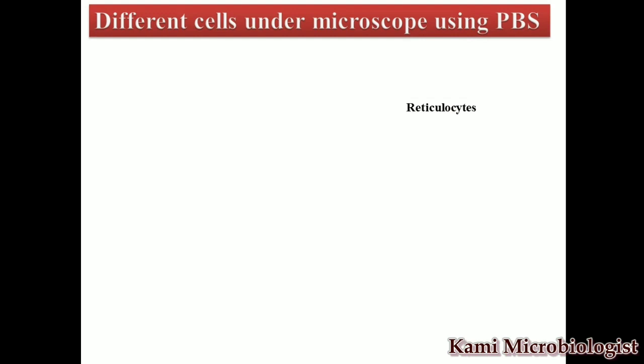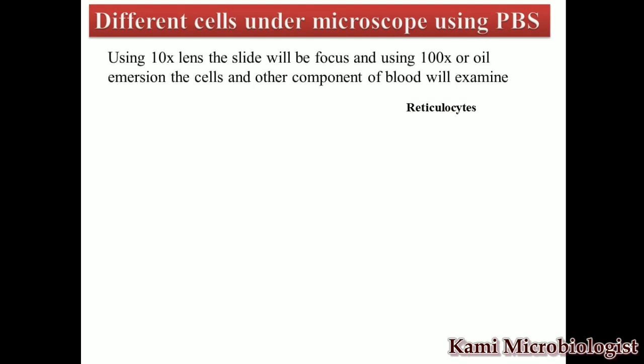So then how will the cells or other components look under the microscope? For that purpose, what will you do? First of all, you will place the slide on the stage of the microscope. Once you place it, you have to use the 10x power lens of the microscope. It is mostly used just to focus the slide. You just focus the material or the component, or just the cells on the slide.